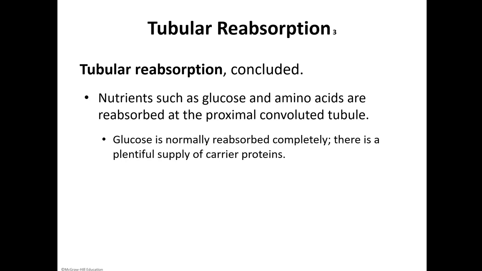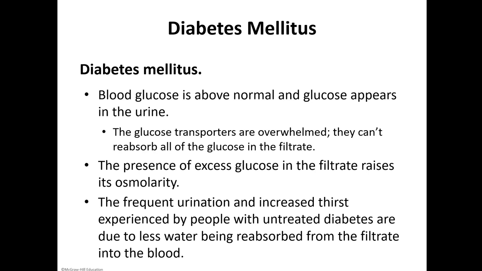Nutrients such as glucose and amino acids are reabsorbed at the proximal convoluted tubule. Glucose is normally reabsorbed completely. There is a plentiful supply of carrier proteins.